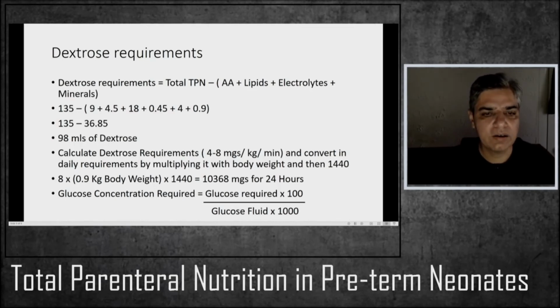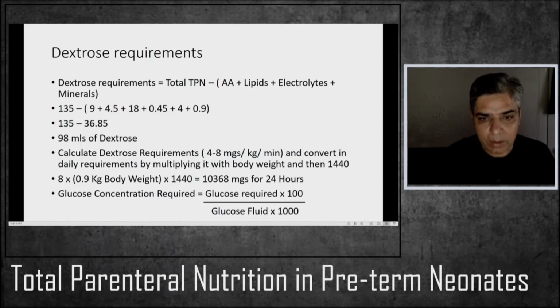So let's say the baby in this case needs 8 milligrams per kg per minute. His body weight is 0.9, so we multiply 8 by 0.9, and then we multiply it by 1440, which is the number of minutes in 24 hours, and that comes out to be 10,368 milligrams for 24 hours. So now this baby requires 10,368 milligrams of dextrose over 24 hours.